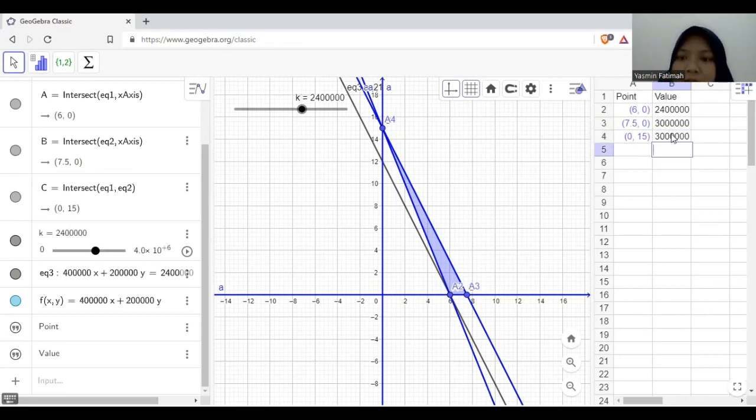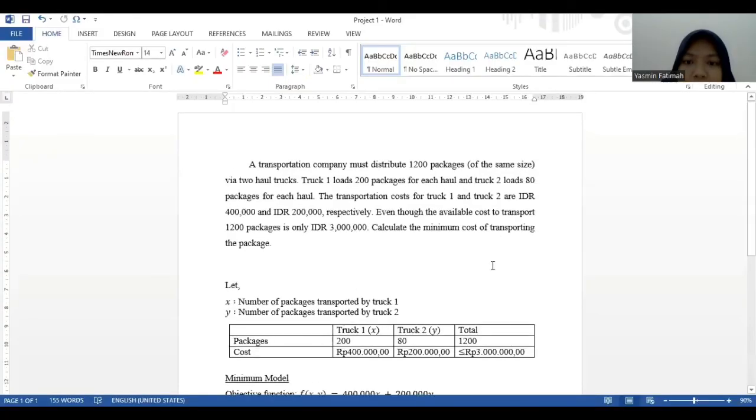So from this, you can see that the minimum or the smallest one is 2,400,000. So we can conclude that the minimum value is 2,400,000. Okay, so the minimum cost of transporting the packages is 2,400,000 rupiah.